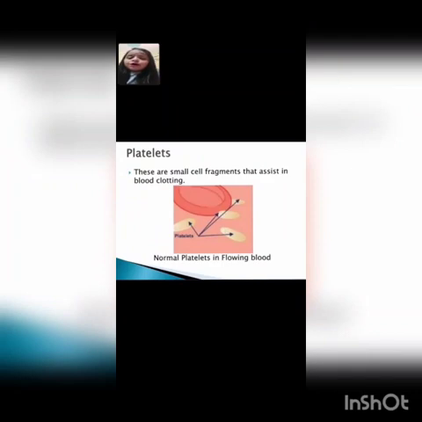Now we will learn about the platelets. These are small cell fragments that assist in blood clotting. So when you get a cut, the blood stops immediately. So for that clotting of blood, platelets are necessary.